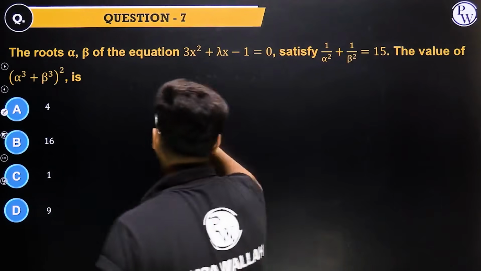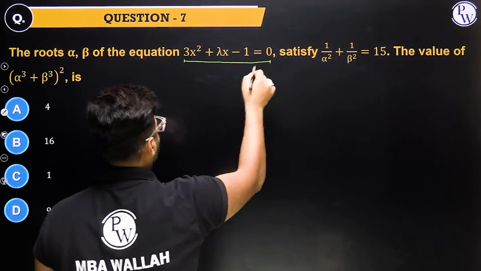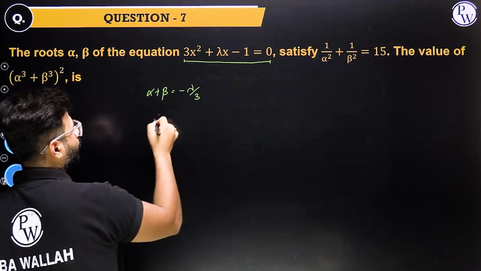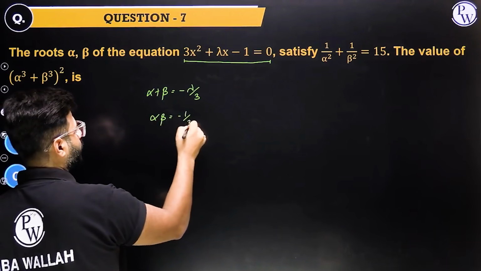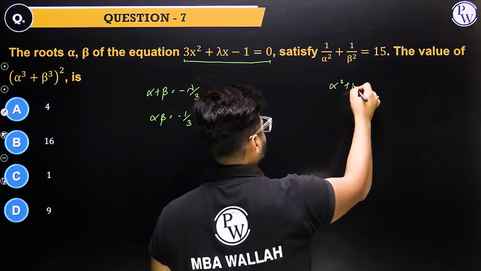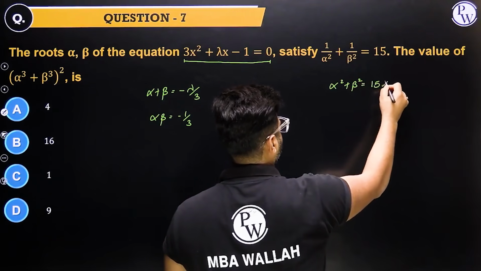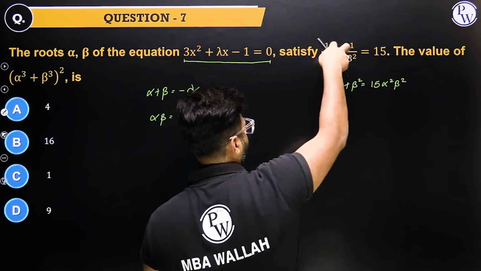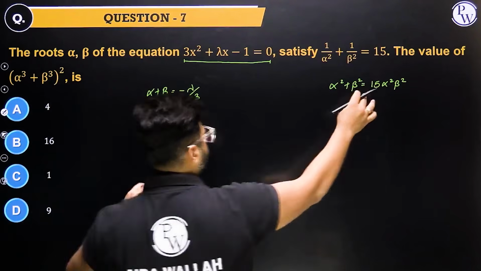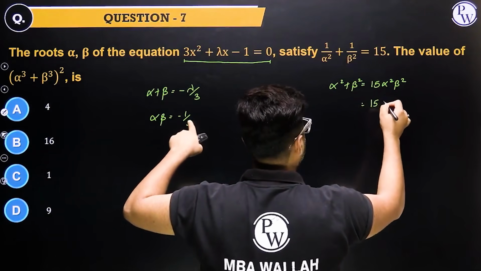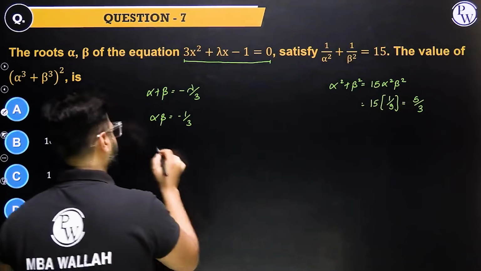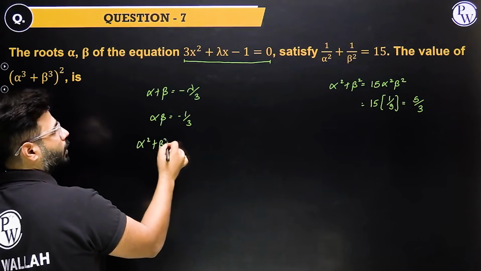My turn. What we know is the roots of these equations are alpha and beta. So alpha plus beta is minus lambda by 3. Alpha beta is c by a, that is minus 1 by 3. This is also given to us. Taking the LCM, we have alpha square plus beta square equals 15 alpha square beta square. I hope you understand what happened. LCM, denominator alpha square beta square, goes on the right hand side. Alpha square beta square, this is (minus 1 by 3) whole square, that's 1 by 9, so 15 times 1 by 9 is 5 by 3. So that means I also know alpha square plus beta square is 5 by 3.